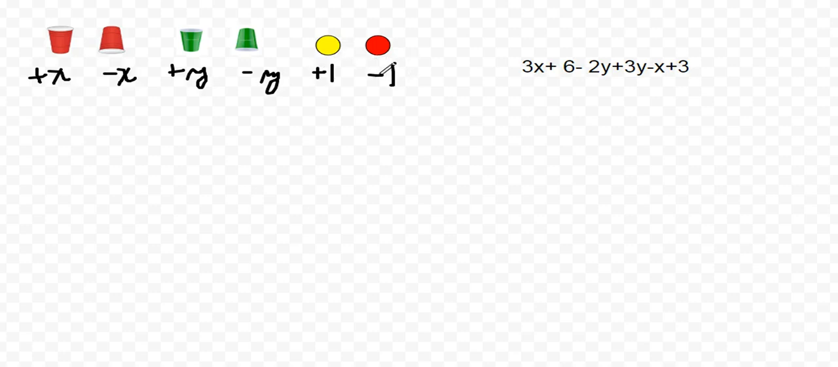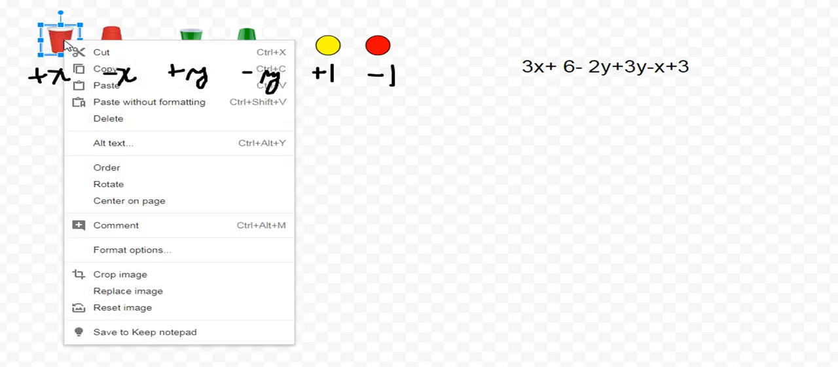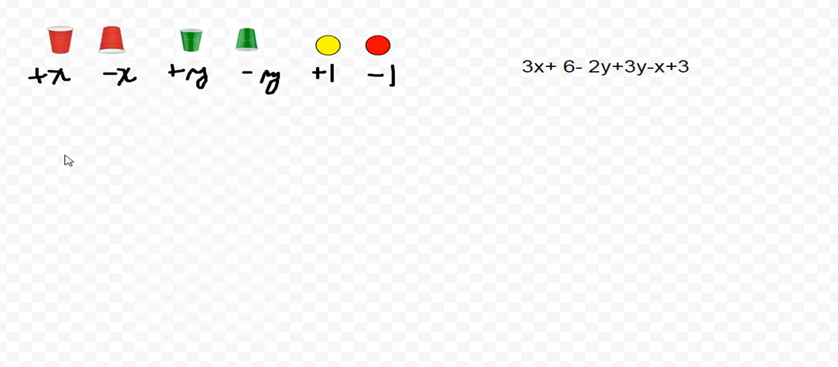So let's get started. The first term here is 3x, so I need some red cups. Go ahead and copy that, come down here, paste. 1, 2, paste, paste, paste. So I've got 3 positive x's.